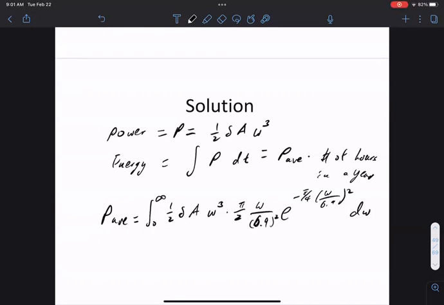So this integral always exists, because even though you have a w to the 4, this e to the minus w squared will eventually dominate at large enough w. Okay, so once you have this kind of function here, this thing will exist. It is a question of can we integrate this? Any questions about this?